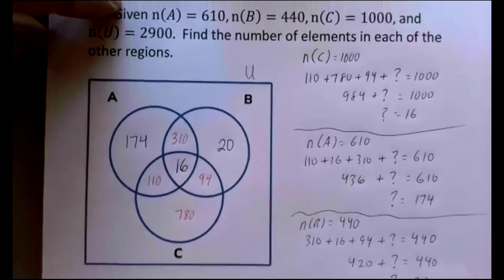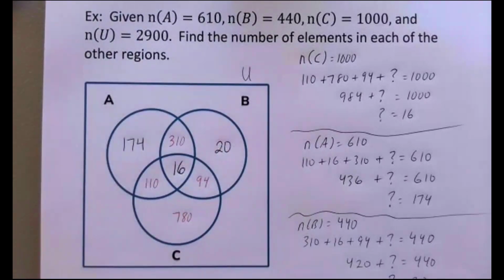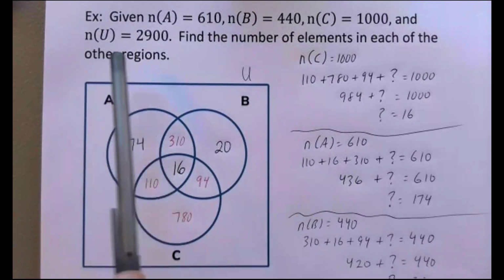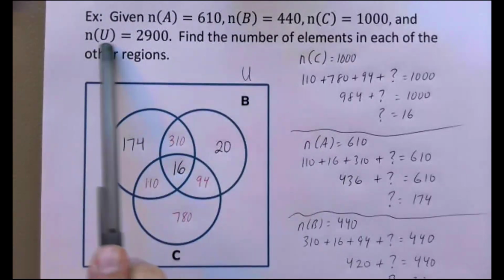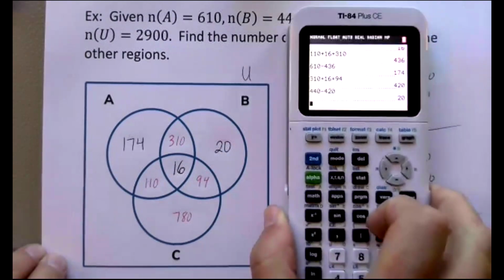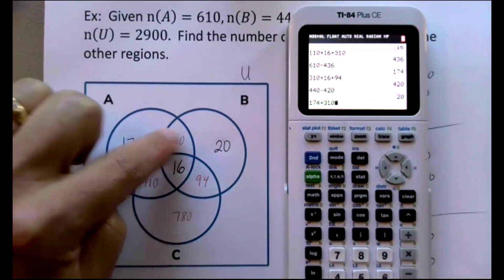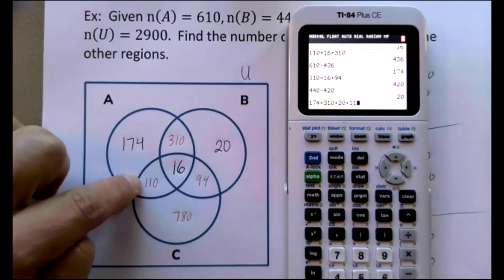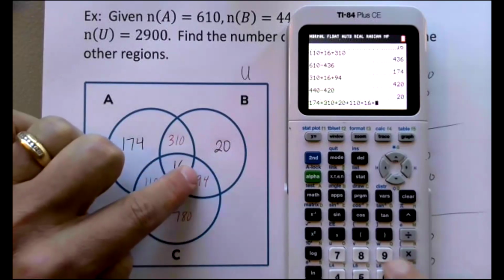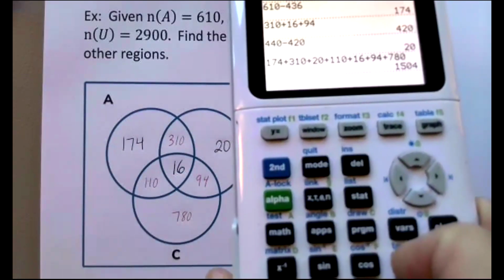We are not quite finished, though. We've done some good stuff, but we're not quite finished. You might say, why are we not quite finished? Well, the one thing we have to check also, the number of elements in the whole universal set is supposed to be 2,900. That means when I add all these numbers up, it's supposed to be 2,900. Do I get 2,900? Let's go ahead and add all those numbers up. 174 plus 310 plus 20 plus 110 plus 16 plus 94 plus 780. That's supposed to add up to 2,900. It's not.